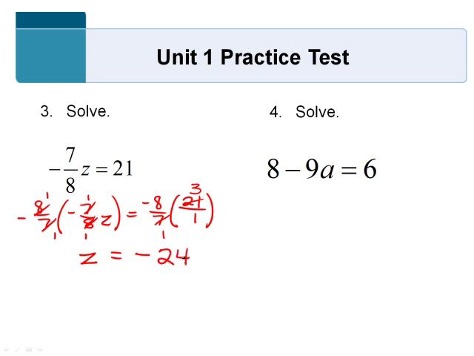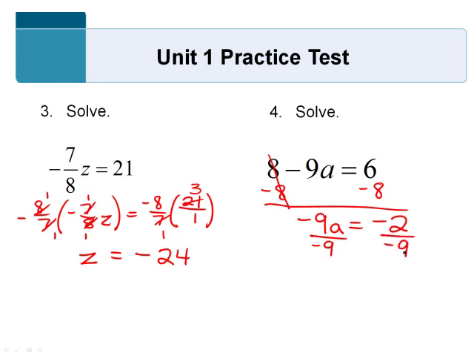On number 4, on this other equation to solve, the first thing we need to do is get the 9a by itself. So I need to get rid of the 8. I'm going to subtract 8 from both sides, and that's going to cancel on the left. So negative 9a comes down, and it equals negative 2. Then divide by negative 9 on both sides. So the negative 9's cancel.